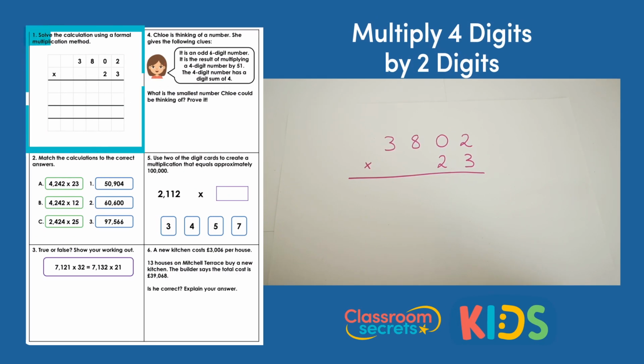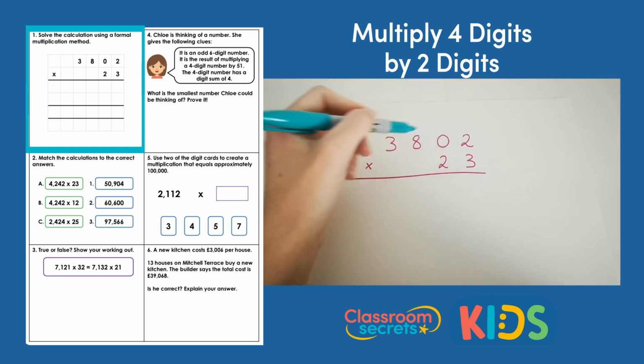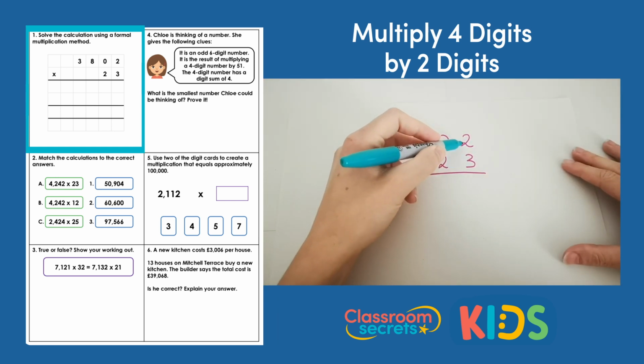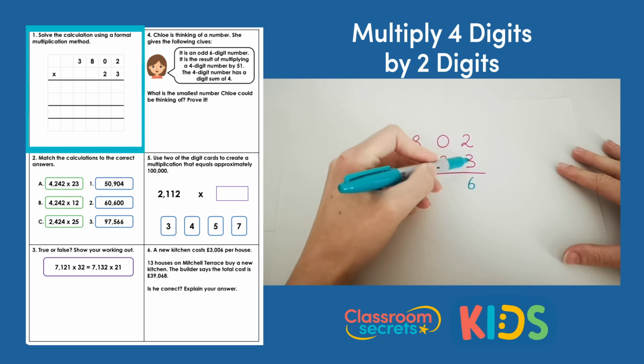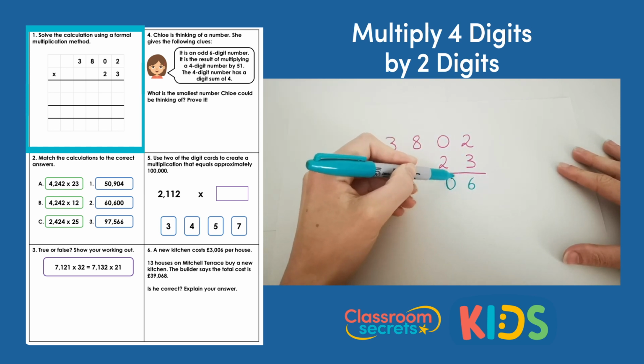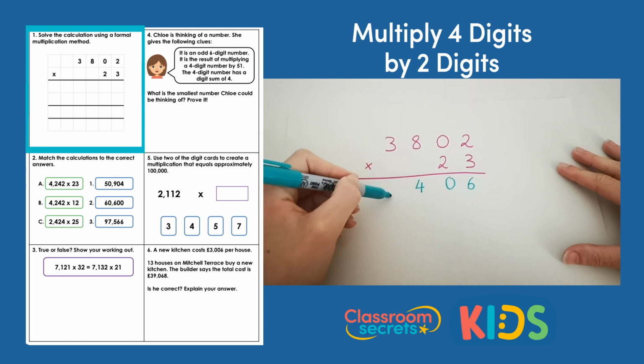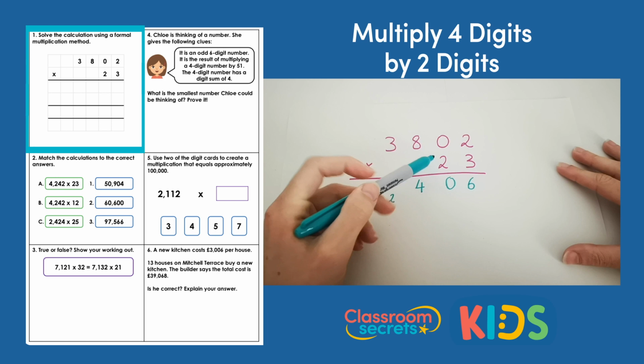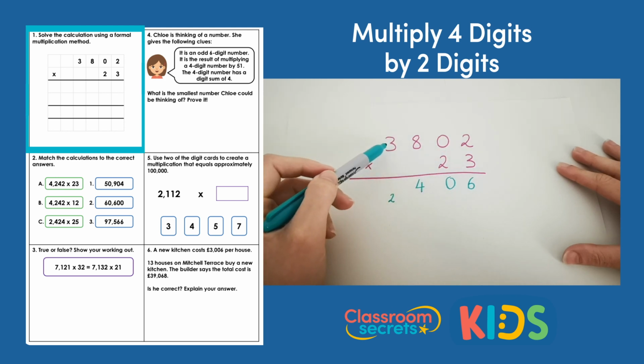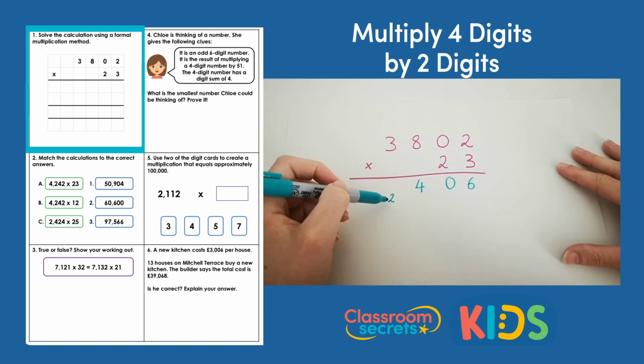Question 1. Solve the calculation using a formal multiplication method. So we need to use the formal written method to solve 3,802 multiplied by 23. So step 1, we multiply by the ones. So we do 3 times 2 is 6, 3 times 0 is 0, 3 times 8 is 24. So we exchange the 2 into the thousands column, and then 3 times 3 is 9, add 2 more, 11.